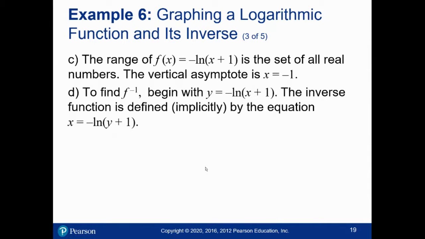Now let's try to find f inverse. Okay, so what you do is you take your expression and you switch your x's and y's. So now I have x equals negative log of y plus 1. Now I need to solve this for y.